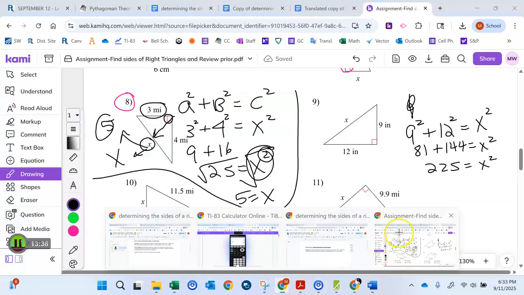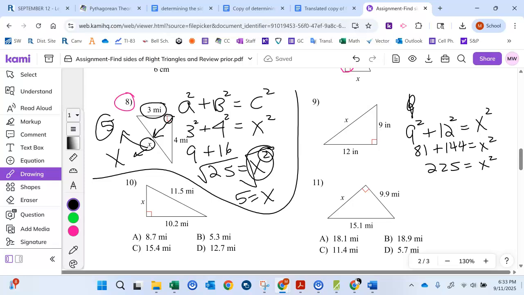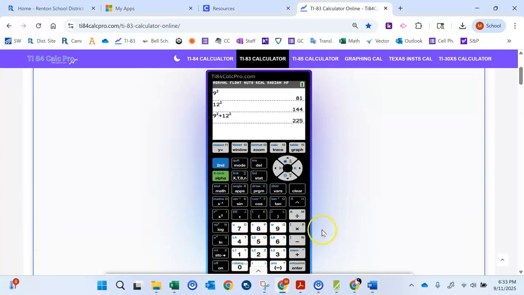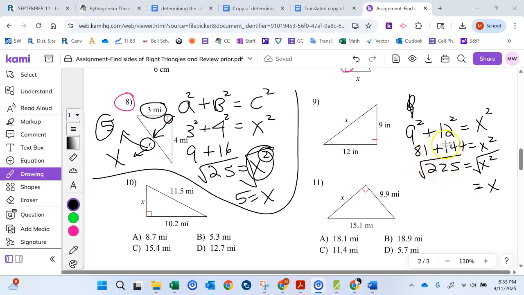But now we need to find x squared. So remember, we want x, not x squared. So we're going to go like that. That will make this equal to x. And then 225 is going to be, so I go second squared 225, enter, and that's 15. Okay, so that's your answer on that. Okay, so that's going to be 15.